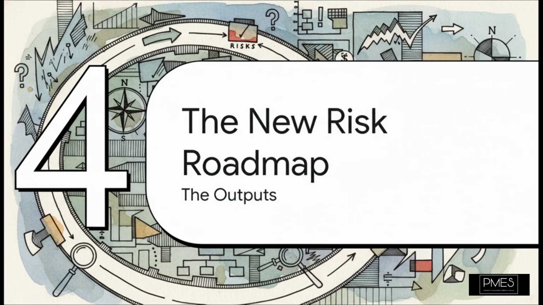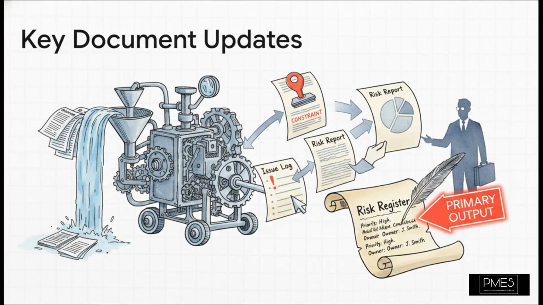So, after all that analysis, what's the actual result? What do you walk away with? Well, the outputs of this process become your new updated roadmap for navigating your project's uncertainty. The analysis actually ripples through several key documents. Your assumption log might get updated, and you might uncover new problems that go into the issue log. You'll often create a high-level risk report for leadership, but the single most important output, the one that captures all this hard work, is the updated risk register.